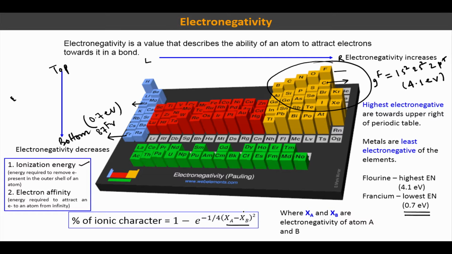If two atoms or more atoms are present in a mineral, and you know the difference in electronegativity, from that you can derive the percentage of ionic character, and that is equal to 1 minus e to the power minus 1 by 4, and in brackets you have the electronegativity difference and the whole term squared. So your Xa is basically the electronegativity of atom A, and Xb is the electronegativity of atom B.